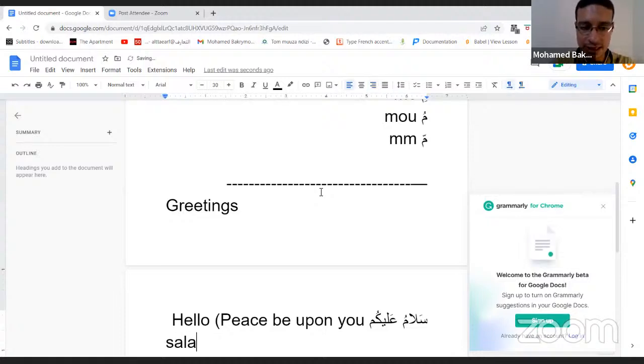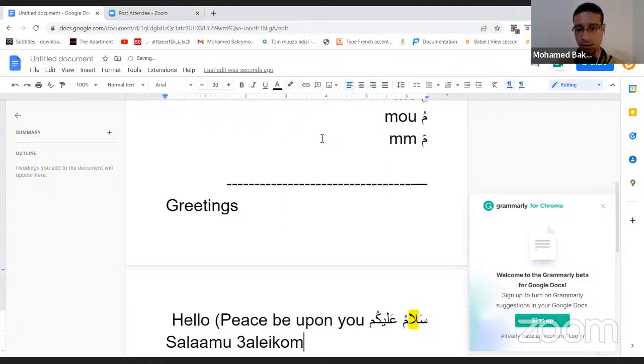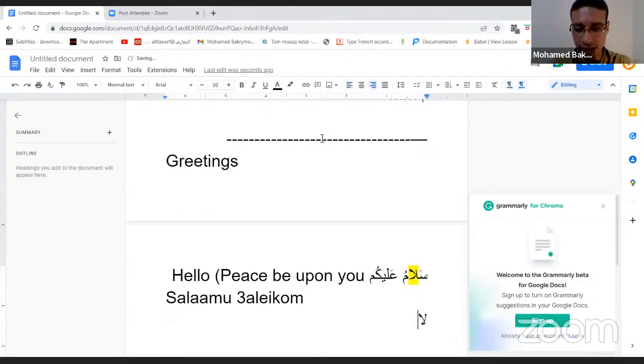It's Salamu alaikum. Okay. Here I have the letter Sin, but here there is something confusing. What is this? I will highlight it. What does this mean? This is lam followed by an alif.